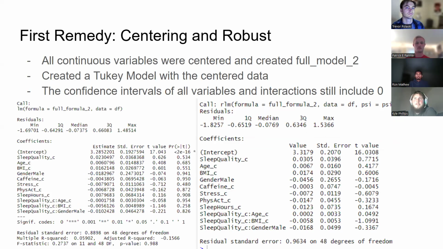My first remedy was to center the continuous values, and then also apply Tukey robust. What you can see from these results is the intercept is now significant, but it still hasn't improved the R squared.